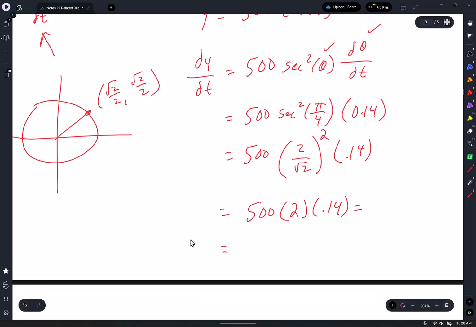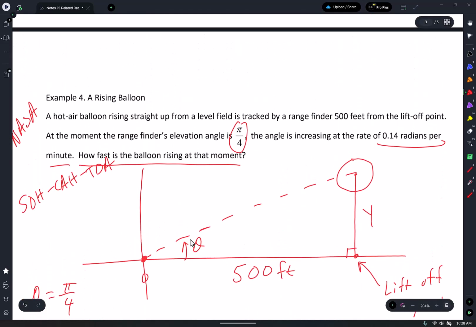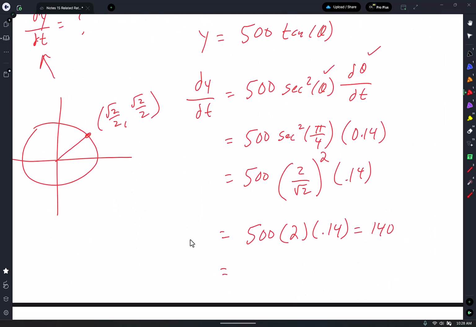Okay, 500 times 2 is 1,000. 1,000 times 0.14. Let me see. Can I do this correctly? 140. 140, and I need units. Let's see, feet per minute. Does that make sense? A hot air balloon going 140 feet in 1 minute. Yeah, it makes sense. Now, if it would have been 140 feet in a second, guys, that's pretty fast. Make sure that the units make sense.